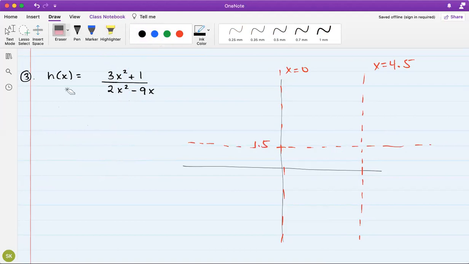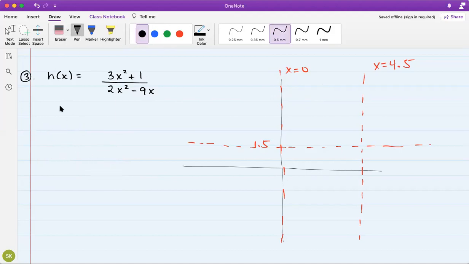Okay, so let's start with our y-intercept. So if we plug in 0, we get 1 on the top, and then on the bottom we get 0, which tells us that we don't have a y-intercept because we're dividing by 0. And also that makes sense because we had a vertical asymptote here and we do not cross it. So we do not have any y-intercepts.